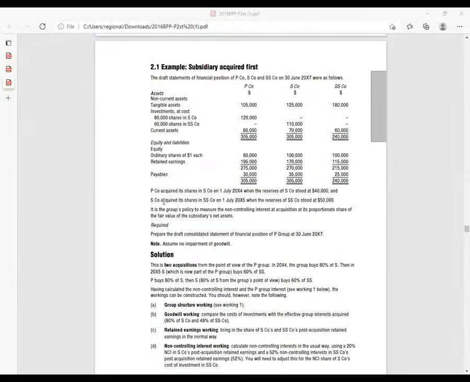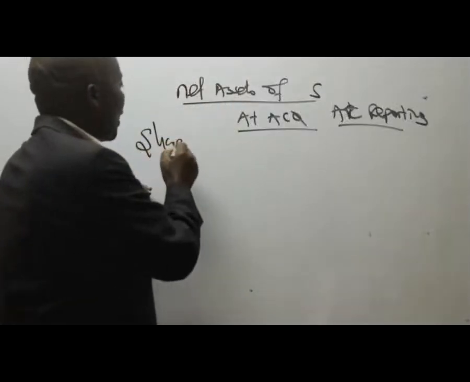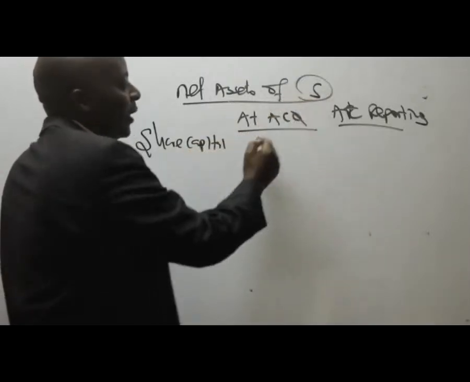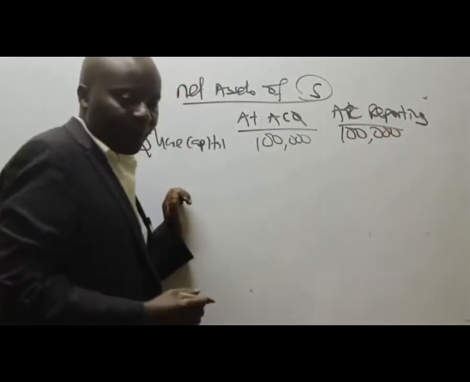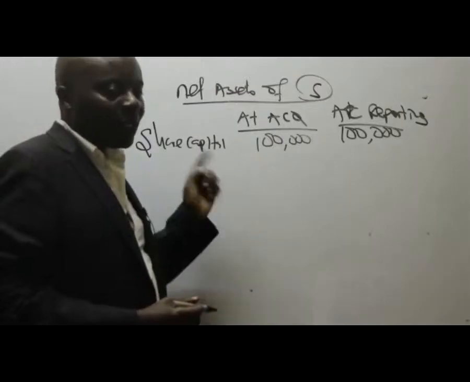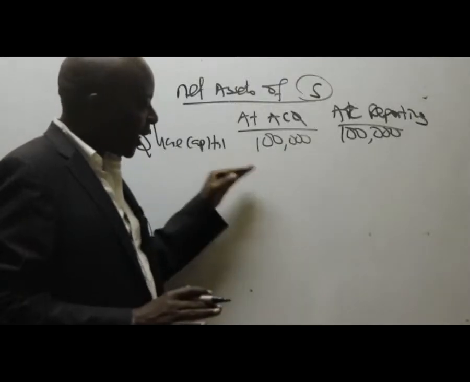So, ladies and gentlemen, what do we have here? Even before I go to these reserves, we have the equity of S company. Somebody should be able to see the equity of S company. Share capital is 100,000. So share capital of S is 100,000 at acquisition, 100,000 at reporting. That does not change, remember. Share capital remains constant.